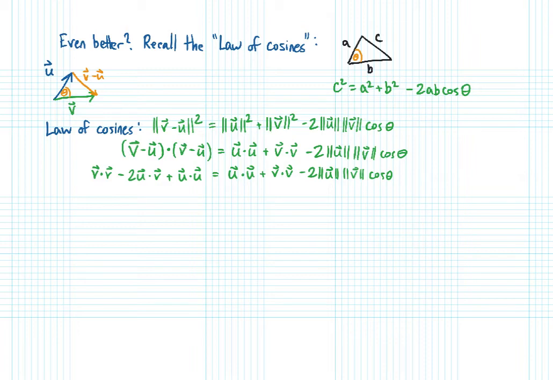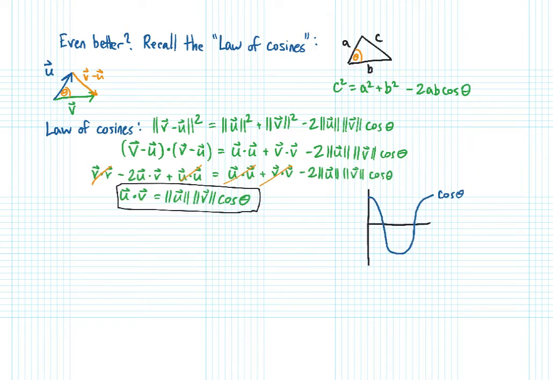And then, again, just like what we did with the Pythagorean theorem calculation, we can expand the parentheses on the left, and then we can cancel the u dot u's and the v dot v's on both sides. And then if we also cancel those minus 2's, then we end up with the equation u dot v equals the length of u times the length of v times the cosine of theta.